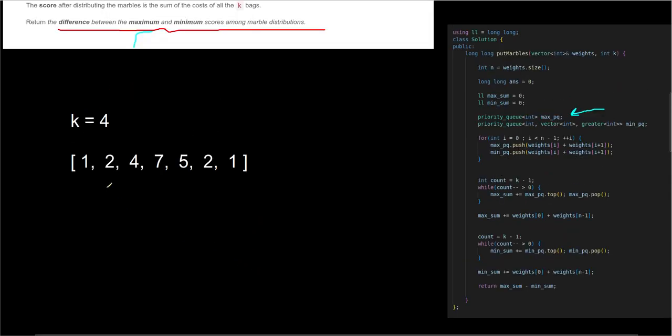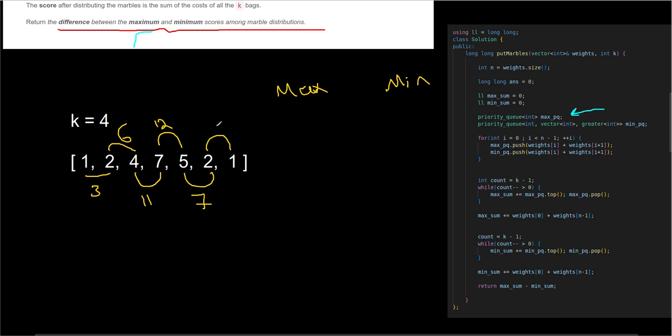So for this example here, the priority queue, the max priority queue, max, and here we have min. So we have this 1 plus 2 is 3, 2 plus 4 is 6, 4 plus 7 is 11, 7 plus 5 is 12, 5 plus 2 is 7, 2 plus 1 is 3.